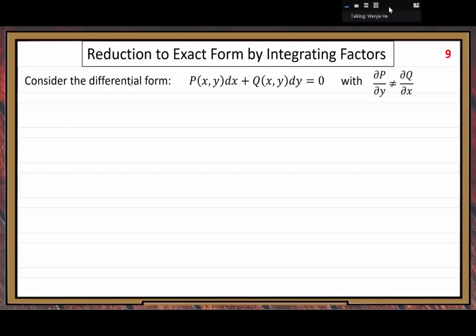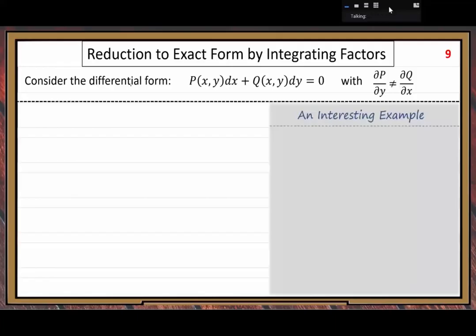And we can assume partial P over partial Y is different from partial Q over partial X. Now, we need to find that special factor. Let's look at a simple example. In this example, partial P over partial Y is -1, partial Q over partial X is +1, they're different.